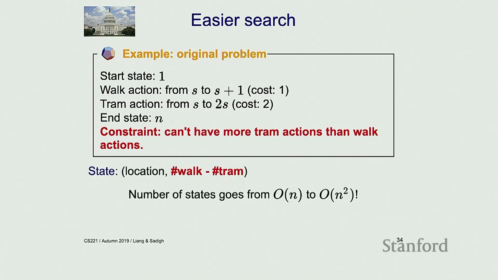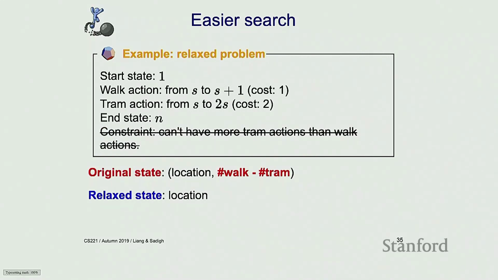We talked about how to come up with states for it last time, and even that seemed difficult. I need to have the location. I need to have the difference between the walk and tram. That seems kind of difficult. I have an order of n squared states now. So instead of doing that, let me just remove the constraint, relax it, and then I have a much easier search problem to deal with. I only have this location, and then I can just go with that location, and everything will be great.